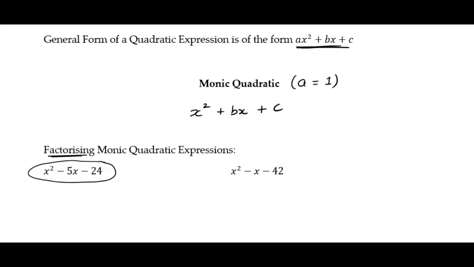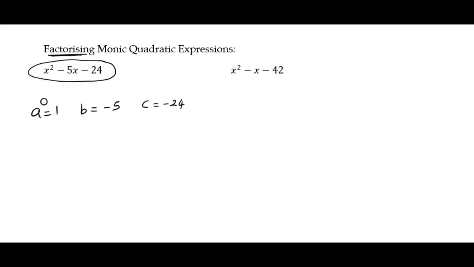If I compare it with the general form, I can clearly see that the value for a is equal to 1. That tells me it's monic. The value for b is equal to minus 5, and the value for c is equal to minus 24. The next step is to multiply a by c. If I multiply a times c, I'm going to end up getting minus 24.